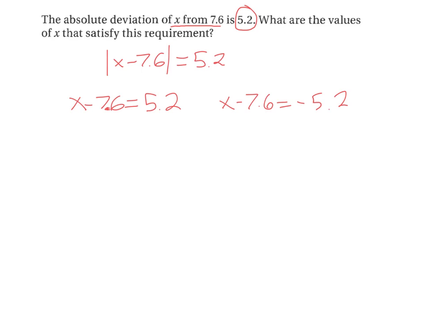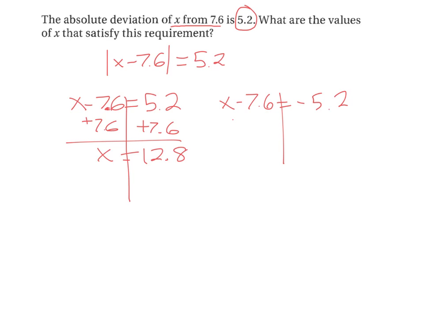So once we have it set up, though, we all know how to solve it. We add 7.6, and we get x equals 12.8. Add 7.6 over here, and we get x equals 2.4.